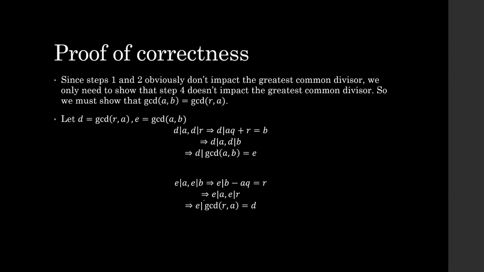So we've got that D divides E, and we've got that E divides D, and since they're both bigger than 0, and they divide each other, we must have that D is equal to E. So we've shown that the GCD of A and B is equal to the GCD of A and R.